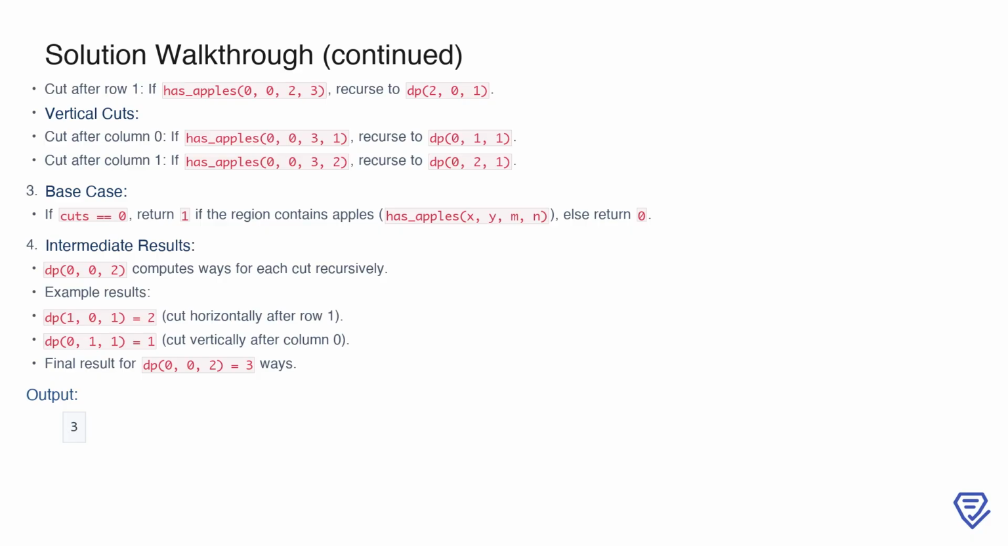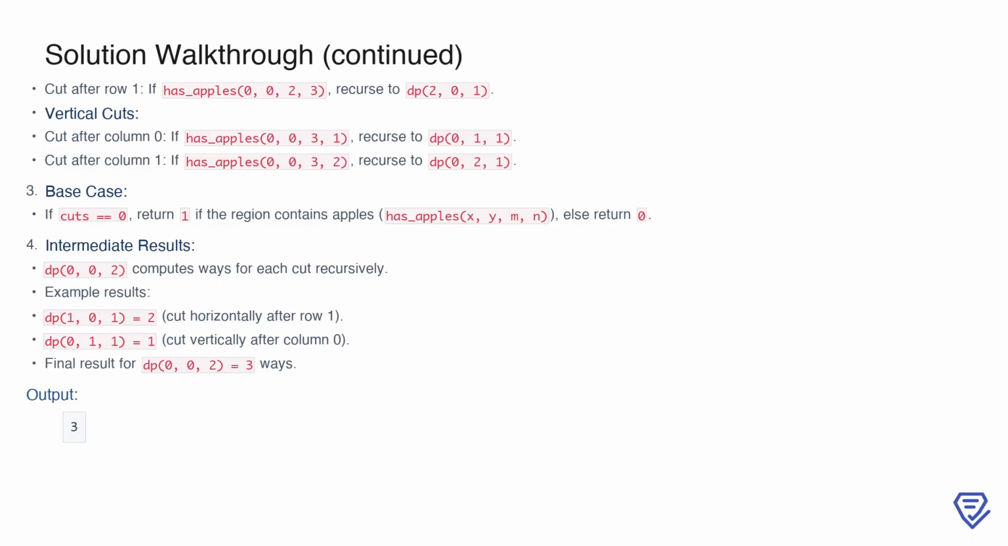The base case in our function is when no cuts remain. If there are no apples in the current region, the function returns 0, otherwise, it returns 1, as no further division is needed. Intermediate results are cached to prevent redundant computations. For example, dp(1, 0, 1) evaluates to 2 ways, while dp(0, 1, 1) results in 1 way. Combining all these, the total number of ways for dp(0, 0, 2) is 3, which corresponds to the output for this example.